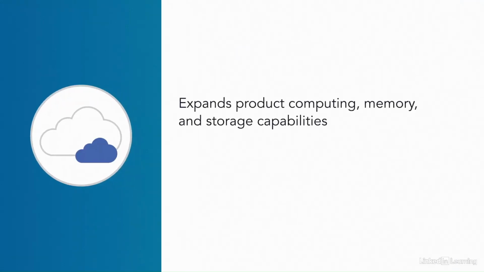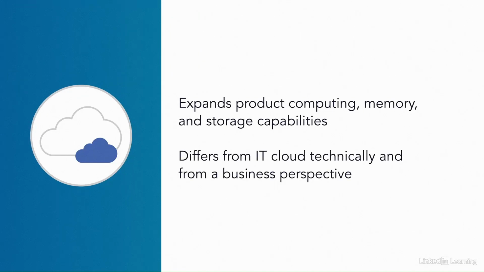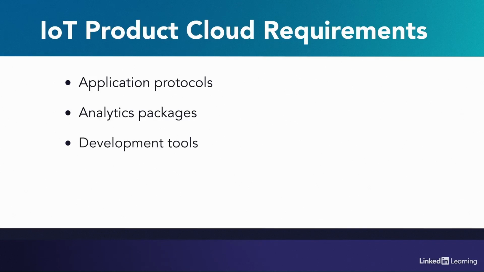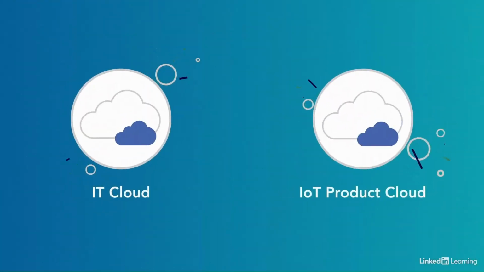The private cloud expands the product's computing, memory, and storage capabilities. It is different than the IT cloud in both technology and business. Technically, the IoT product cloud must support different application protocols, different analytics packages, and different development environments. It must also support the APIs of different data services that may not be used in IT networks. More profoundly, the business model of the IT cloud must change.